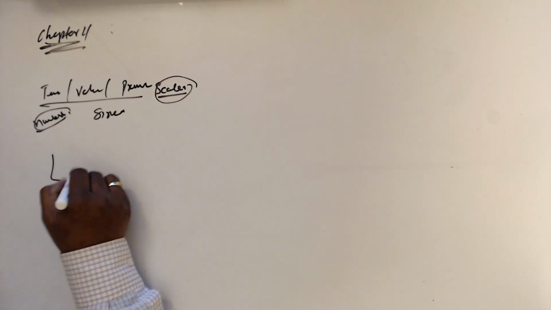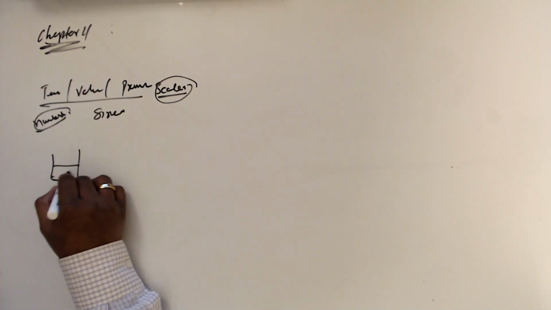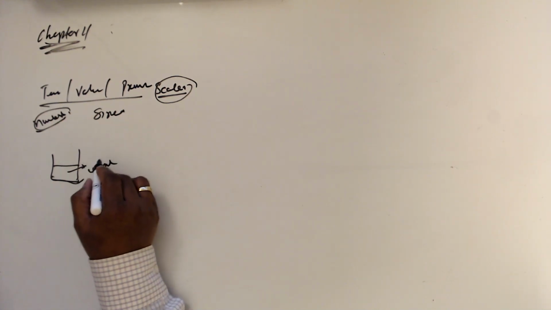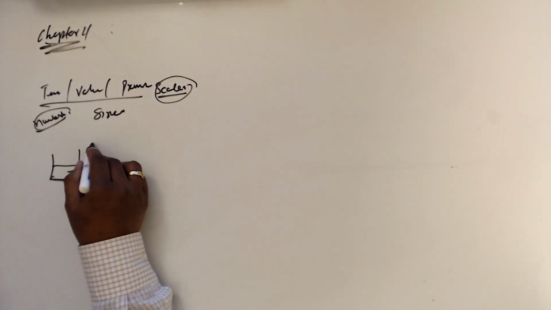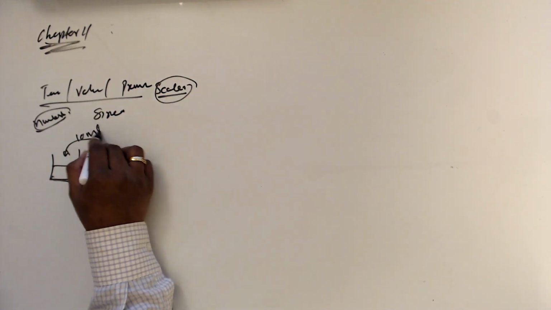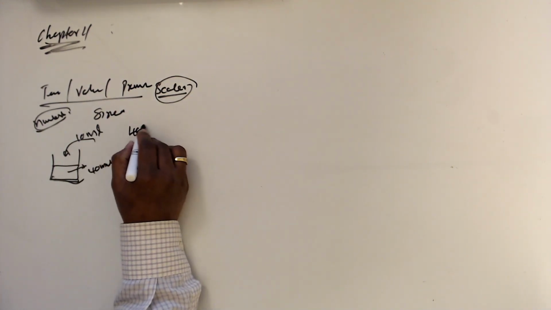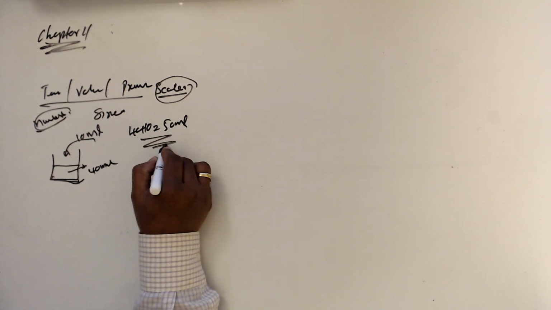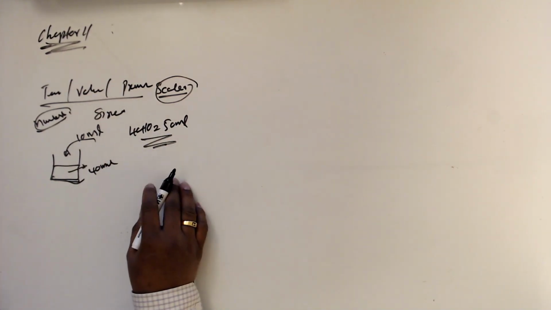For example, this is a beaker. There are 40 milliliter here, 40 milliliter water. Then I'll add another 10 milliliter. Now total is 40 plus 10. This is 50 milliliter. So two sizes.